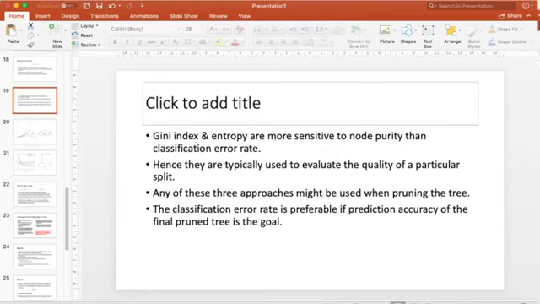However, after you prune the tree and you're satisfied with the pruned tree, and you want to get the prediction accuracy of the final pruned tree, then you can use the classification error rate, because in the final pruned tree we are interested in looking at how many we have correctly classified and how many we have misclassified.